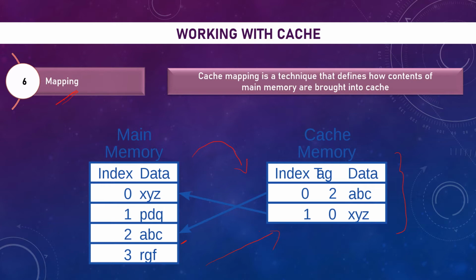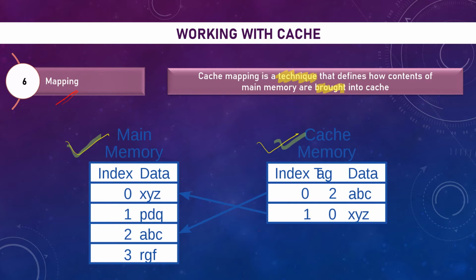So what is cache mapping? Cache mapping is nothing but a technique that defines how contents of main memory are brought into the cache memory, right? So let's see the different memory mapping techniques. Before we start, here you can see we have a cache memory and here we have a main memory.